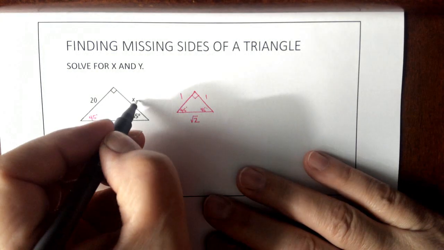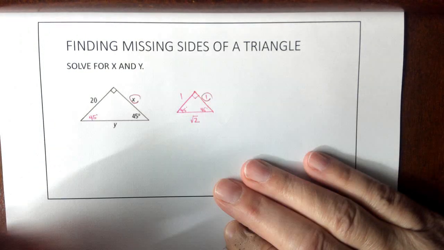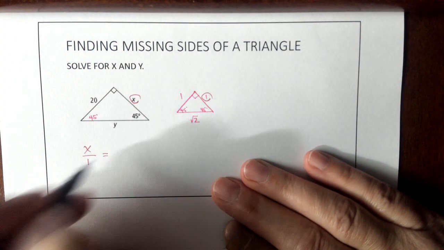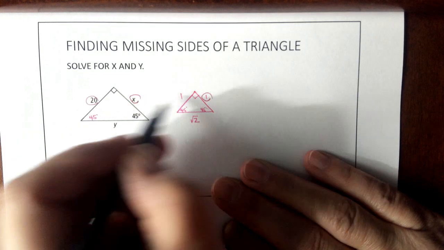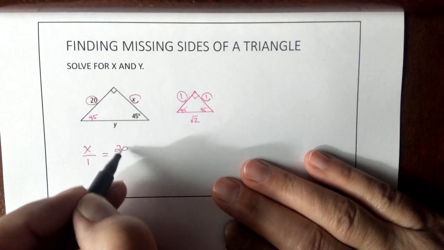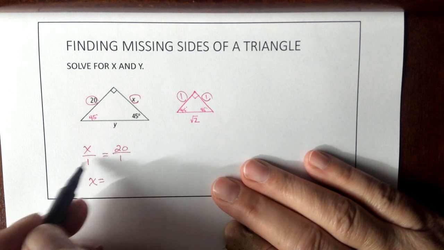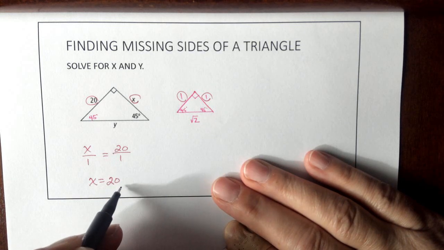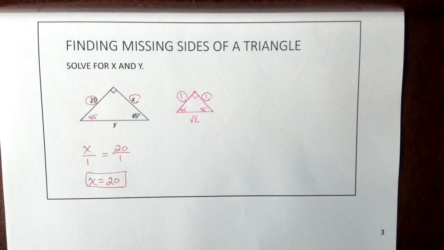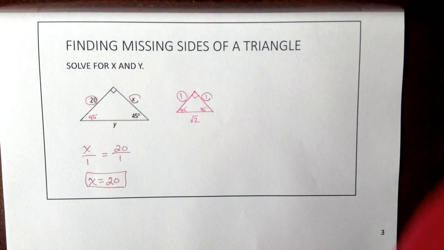So if we want x, x corresponds to 1. X is to 1 as 20 is to 1. Cross multiply, x times 1 is x. 20 times 1 is 20. X equals 20. Short and sweet.